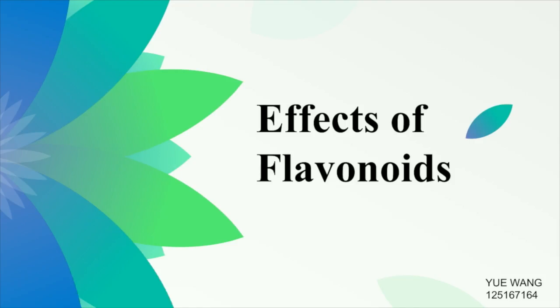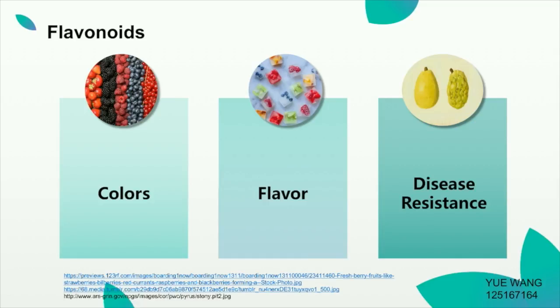Hello everyone, this is Wang Yue. So in the last part of this video, I will introduce the effect of metabolites in the flavonoid pathway. Flavonoids, as the main products of phenylpropanoid metabolism, have been studied a lot in the past few decades. These substances produced by the flavonoid pathway mainly have 3 influences on fruits, which are colors, flavor, and disease resistance.